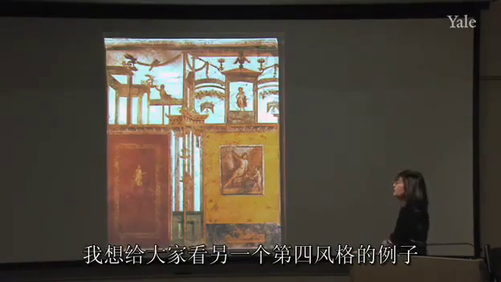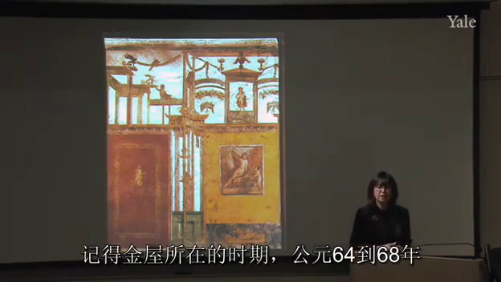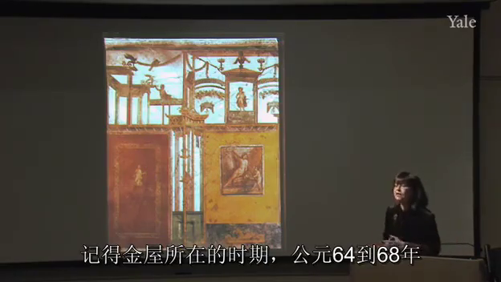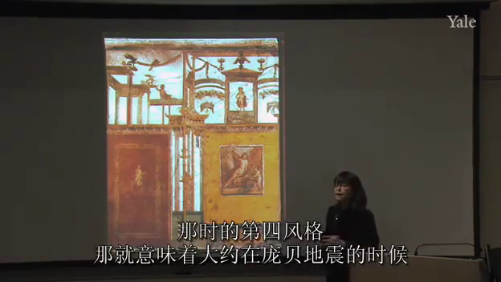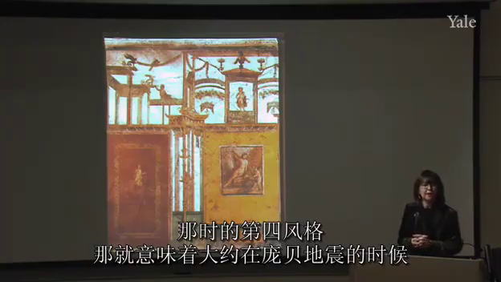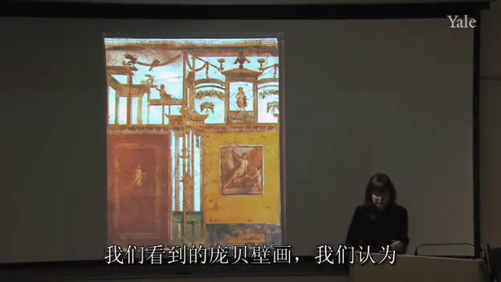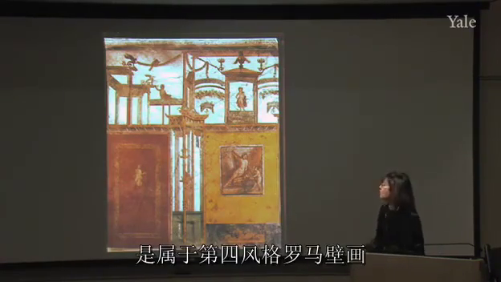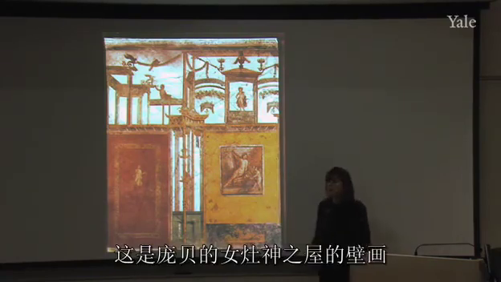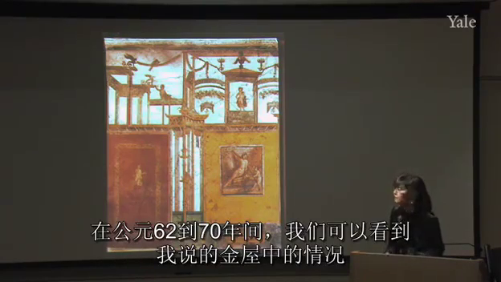I want to show you another example of fourth style, because we believe fourth style, remember the date of the Domus Aurea, 64 to 68. So if it's coming to the fourth style at that time, it means that it is about the time of the earthquake in Pompeii. And we do see paintings in Pompeii that we believe date between the earthquake of 62 and the eruption of Vesuvius of 79 that are examples also of fourth style Roman wall painting. This is one of them. It's a wall from the House of the Vestals in Pompeii. It dates to 62 to 70 AD.